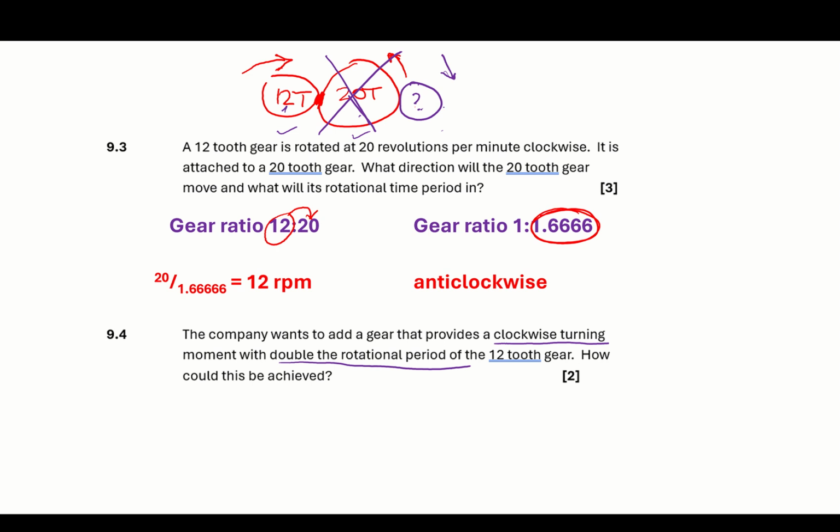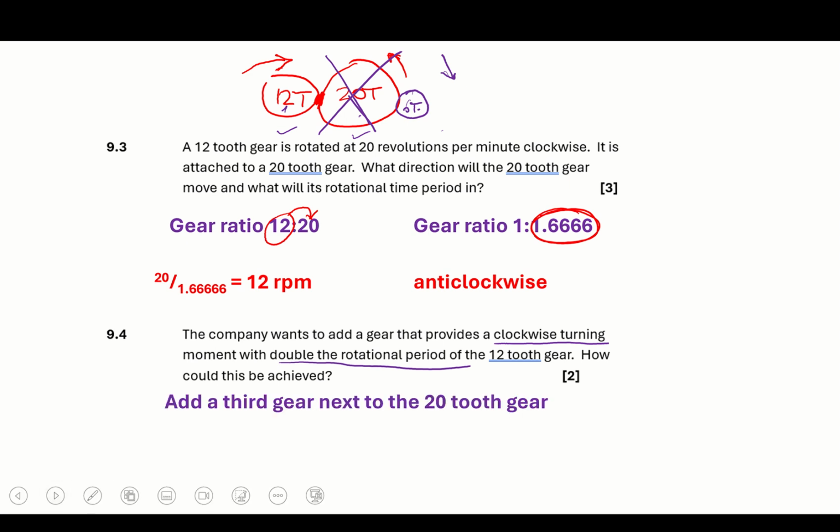So I've then got to decide, do I want a smaller gear or a larger gear? Okay, now I'm going to draw my little picture. Well, for this one to rotate more often, I need a smaller gear. I want it to go twice as fast, so it needs to be half the number of teeth. So that's going to have to be 6 teeth. That's that one done. So add a third gear next to the 20.